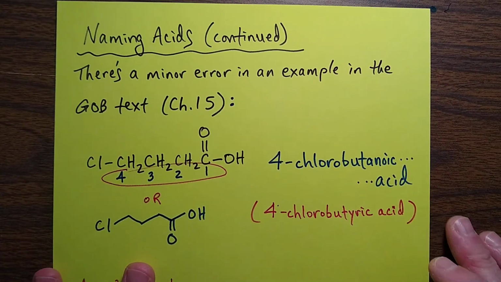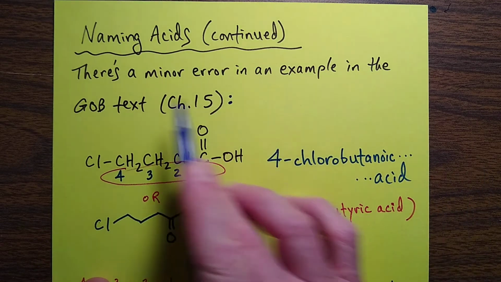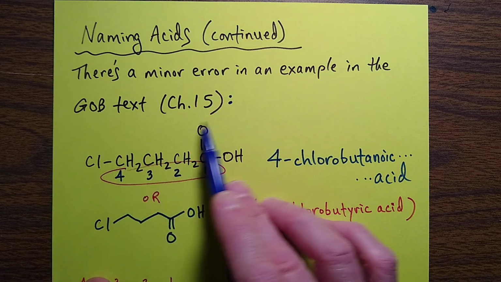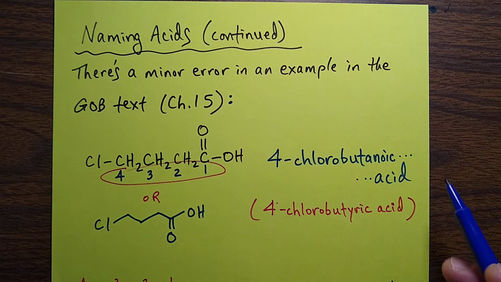Let's get a little bit more sophisticated. So take, for example, this compound here. I noticed there's, in the GOB text in chapter 15, a minor error in one of the examples, and this is the example. I think they just flipped the names. I've noticed quite a few, not a lot, but some mistakes in that textbook. So if you read something and it doesn't sound right, it might be a mistake.